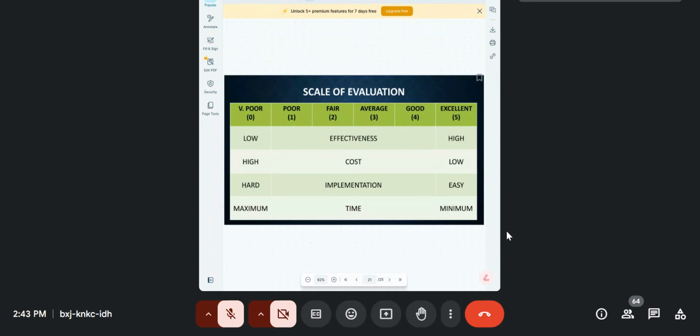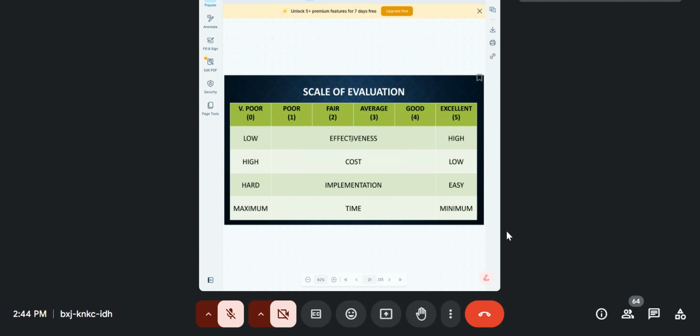So for example, let's say that our scale of evaluation, and the criteria that we are looking at would be effectiveness, cost, implementation, and time. And this is from very poor all the way to excellent.